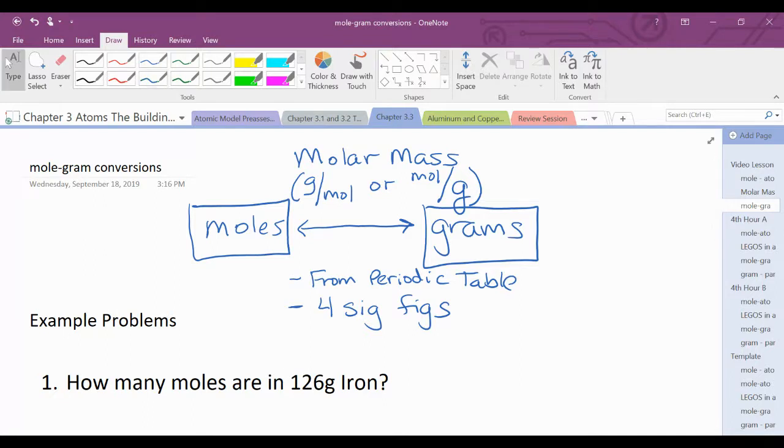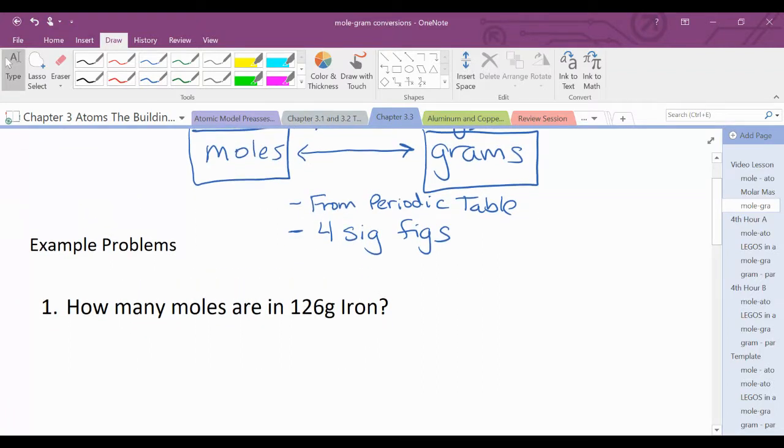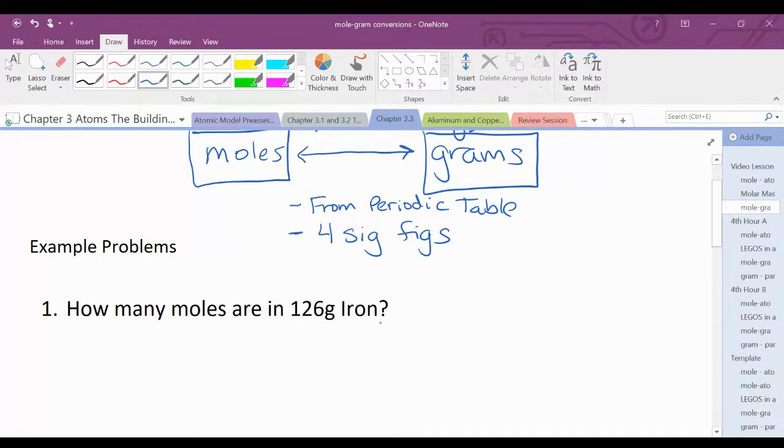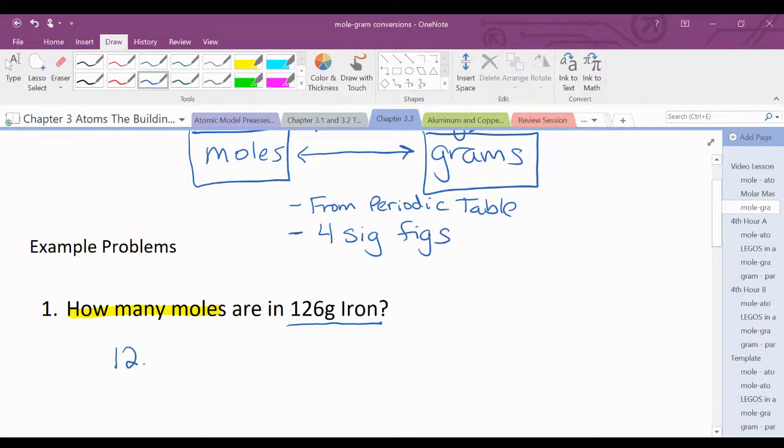So we're going to do a conversion. We have 126 grams of iron. We want to find how many moles of iron are in that many grams. So I'm going to start with a number in units given. I'm going to go back to my blue pen. There we go. 126 grams of iron.